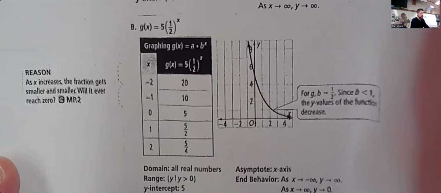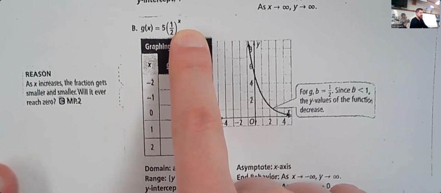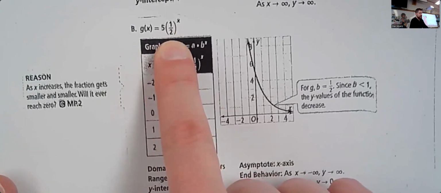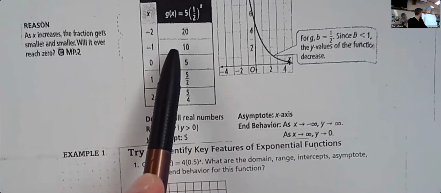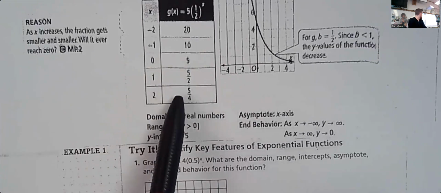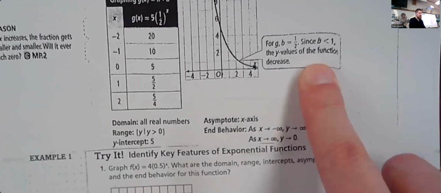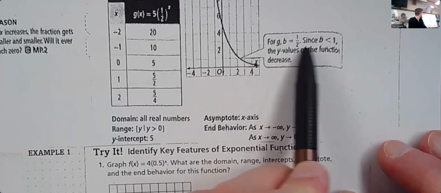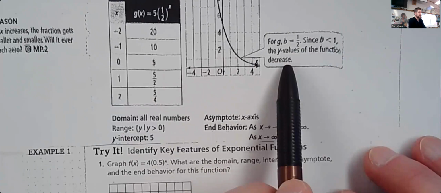This time, we have 5 times 1/2 to the power of x. So this time we have an a value of 5. We have a b value of 1/2. And so what that ends up looking like here is what's happening to the y values as x increases. What are the y values doing? They're decreasing. And the reason for that, it tells us right here, for the function g, b is equal to 1/2. Since b is less than 1, the y values of the function decrease.